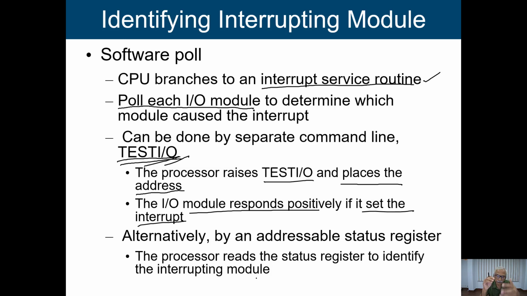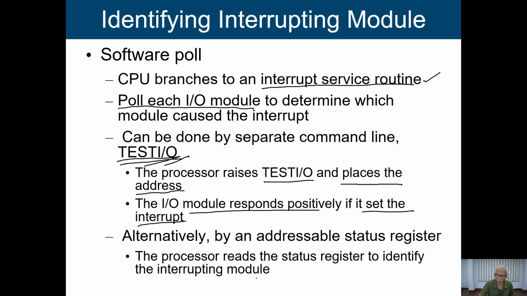Along with that, with this software poll, we can assign priority to the modules. Say the processor is going to check them one by one. In this case, the processor checks the highest priority module first, then goes to the module of the next priority. Or when it places the address, it will first place the address of the highest priority one.